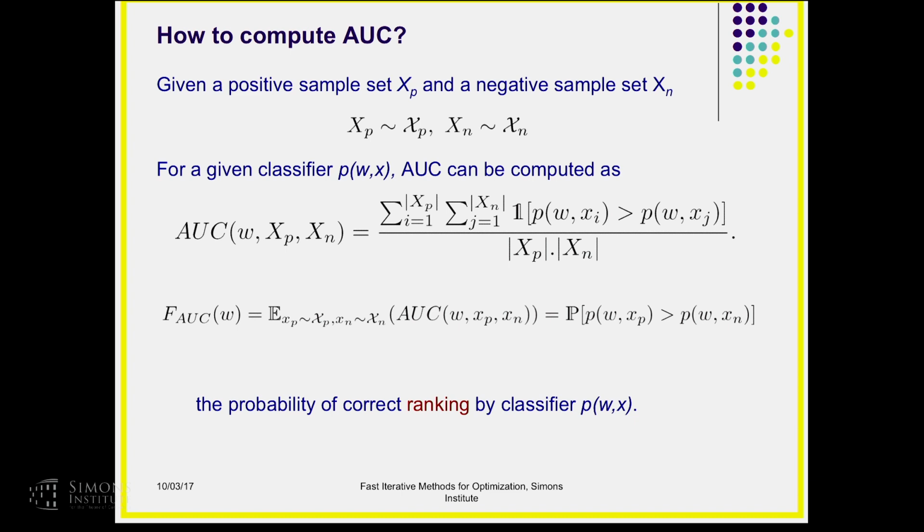All right, so back to the same thing. We don't want to optimize this. We want to optimize the expected loss, or expected AUC, which is essentially the probability that when you pull out 2 points, one positive, one negative, your predictor is going to rank the positive one higher than the negative, okay?